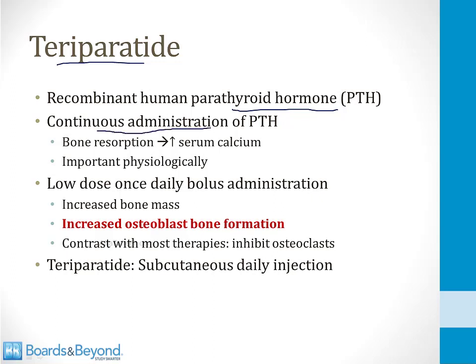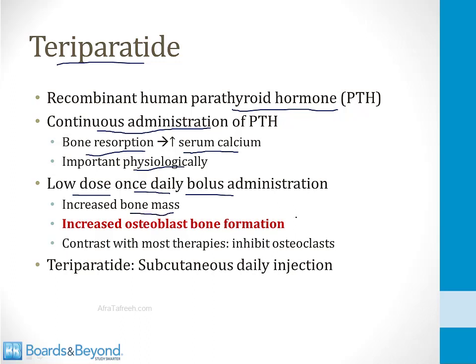Continuous administration of parathyroid hormone, like the way your parathyroid gland delivers the hormone to bones, leads to bone resorption and raises the serum calcium. This is important physiologically. This is the way your parathyroid gland works. However, if you artificially administer a low-dose, once-daily bolus of parathyroid hormone, you get a different effect. In this case, you get increased bone mass.